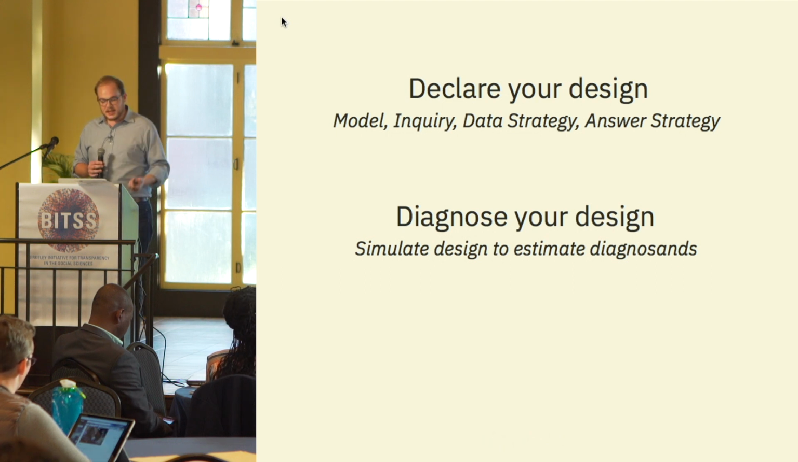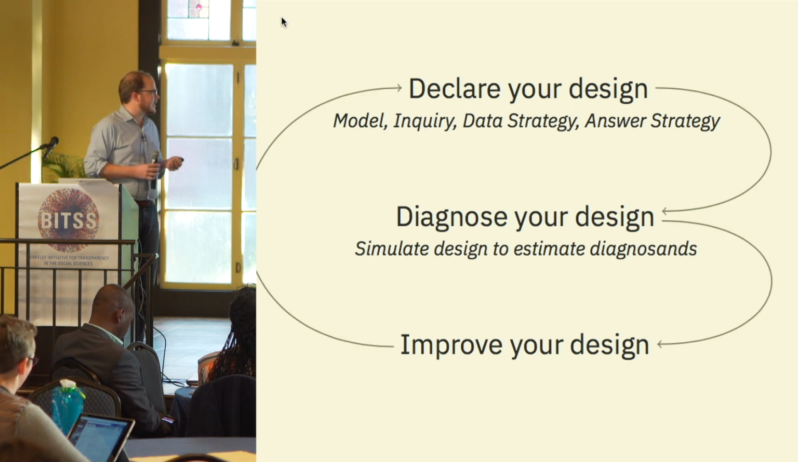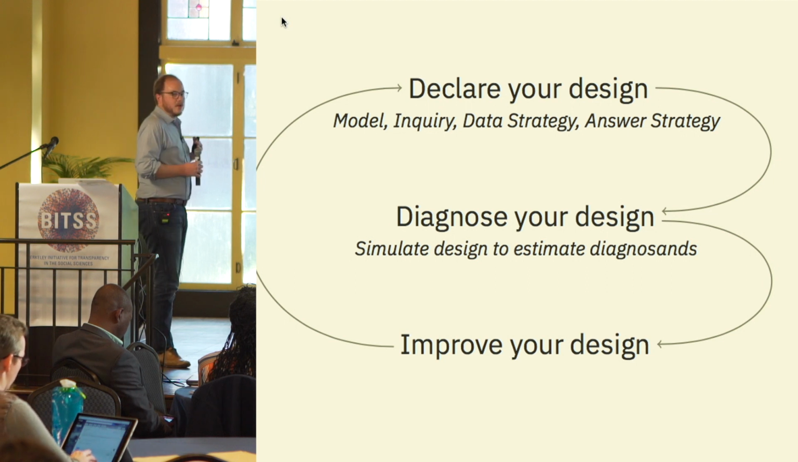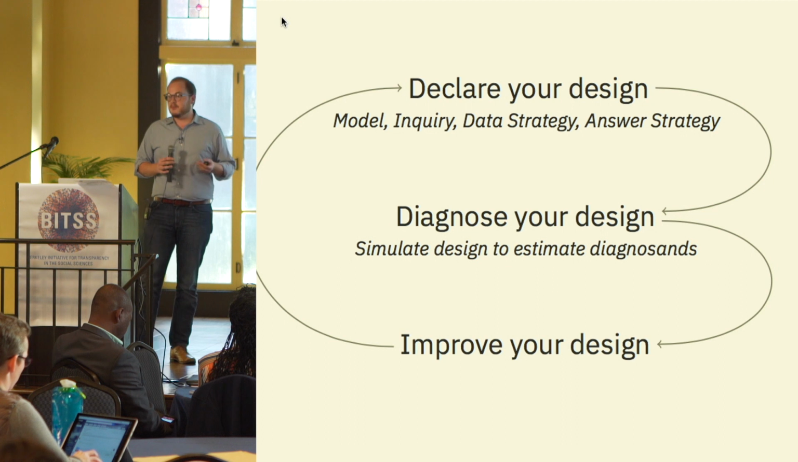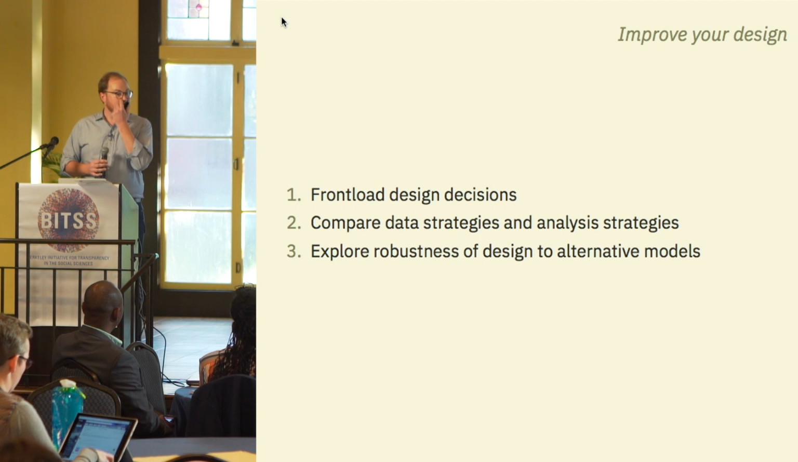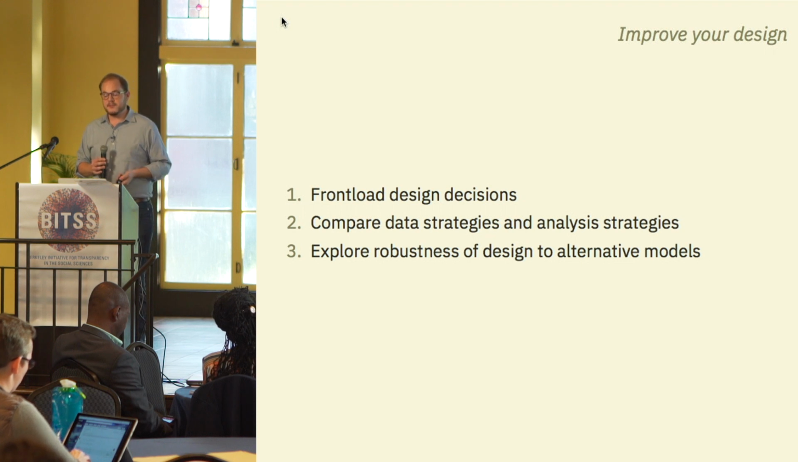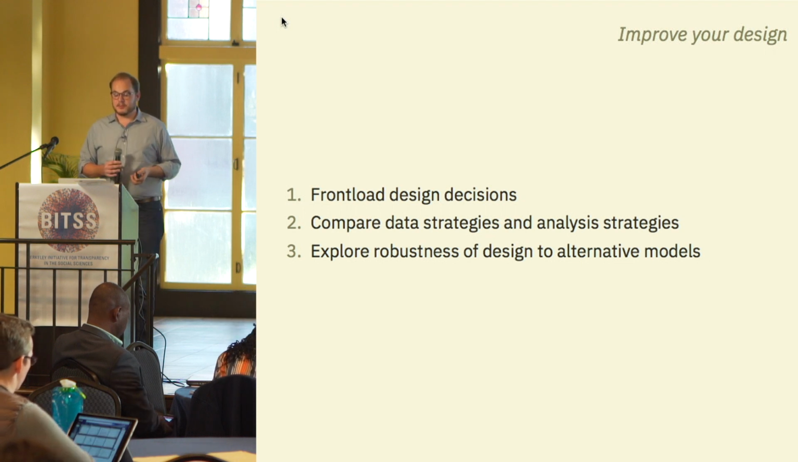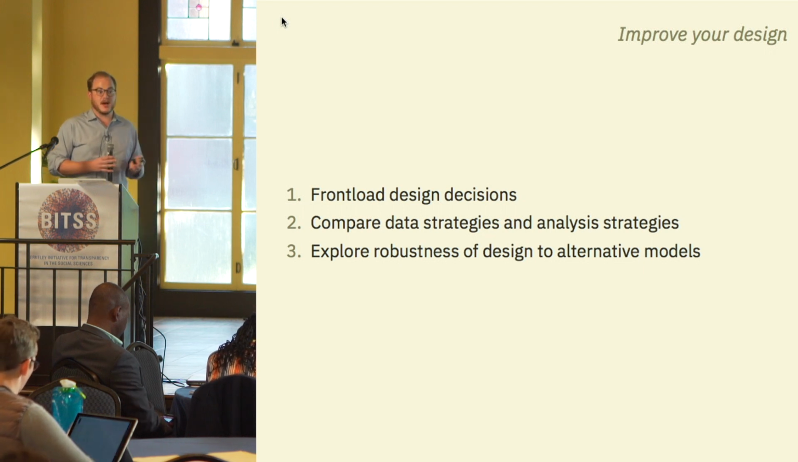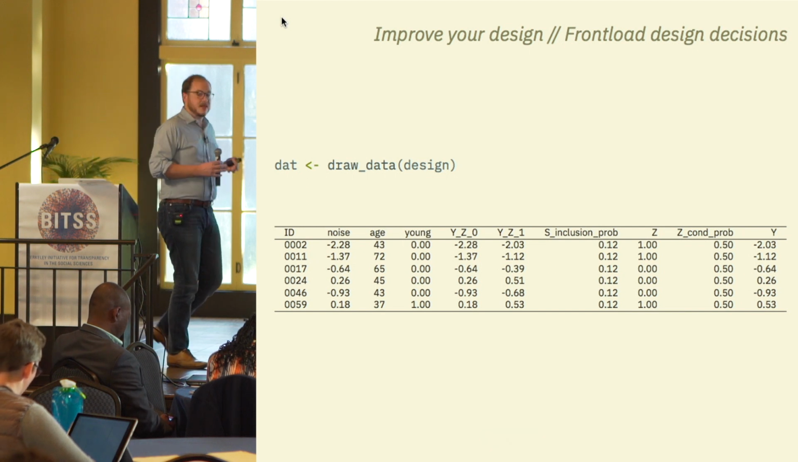Okay, so we want you to declare your design, diagnose your design, and then obviously to improve your design. And this sets us up as an iterative process where you figure out what the values of the diagnosands are, decide whether those are sufficient for your purposes, and then improve the design if not. We provide three ways to help with that improving your design step. They are to front load design decisions, make it easier for you to think about what the options are, to compare the properties of different data strategies and analysis strategies, and to explore the robustness of the design to different possible models.